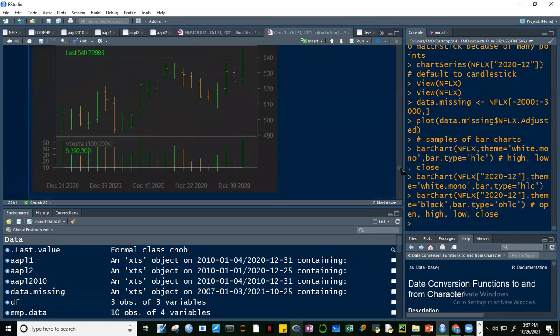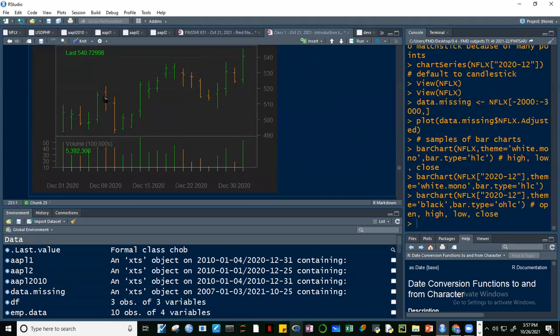Okay, so what's the difference between this one and this one? Okay, so this is the bar chart. You notice that there are two wicks. The wick, guys, let's take a look at this. This one is the high, this is the close. This one to the left of the bar chart is the opening, and this one is the closing.